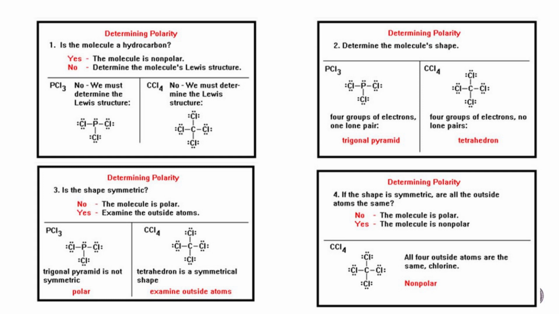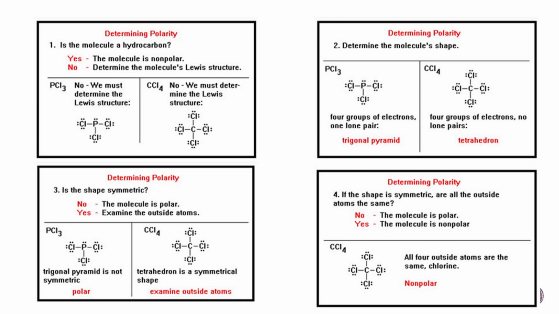So once you've drawn the Lewis structure, you can determine the shape of the molecule, because you know all the shapes. Remember valence shell electron pair repulsion theory. There's linear, trigonal planar, tetrahedral, trigonal bipyramidal, octahedral, and then we also did pyramidal and bent or angular. So based on the Lewis structure, you should be able to determine the shape. Is the shape symmetrical? If it is not symmetrical, the molecule is polar.